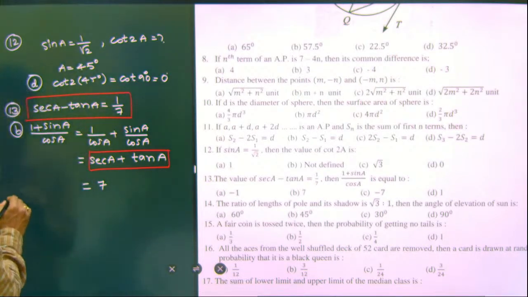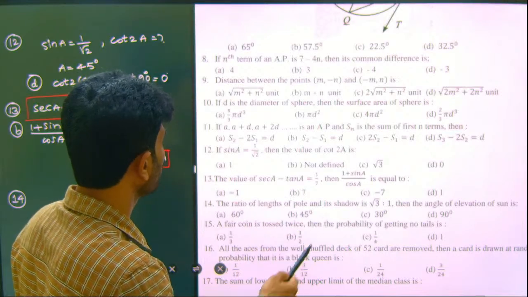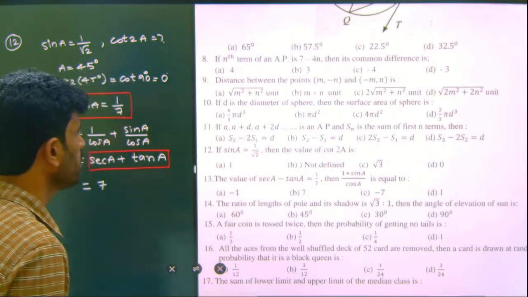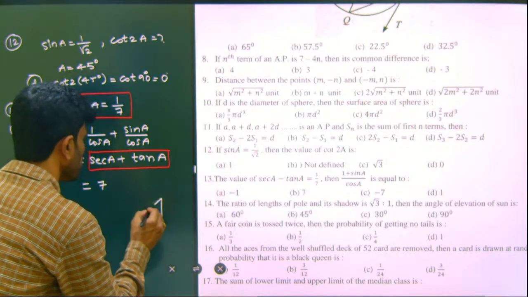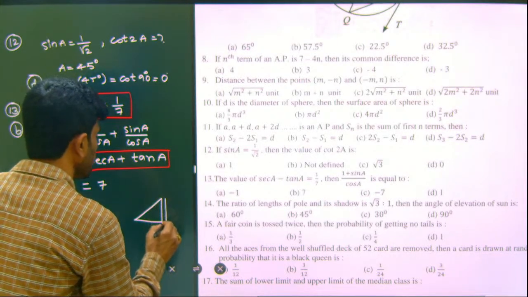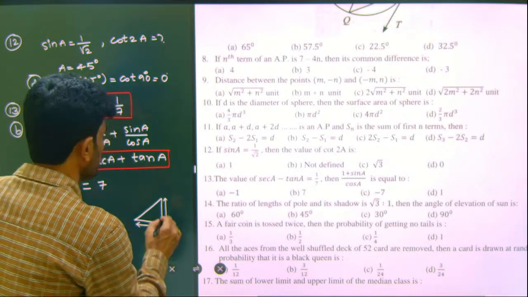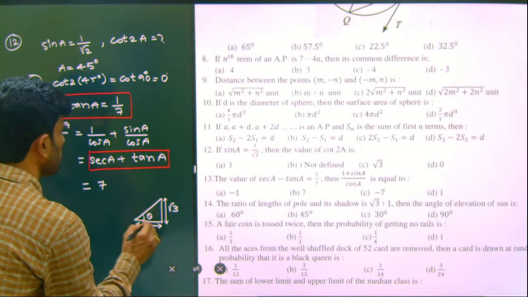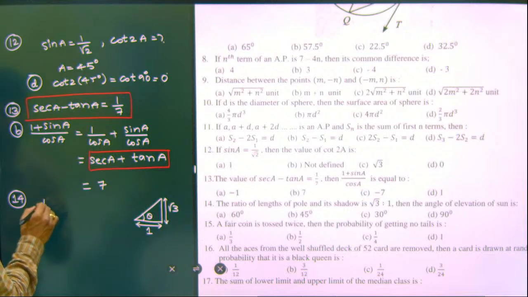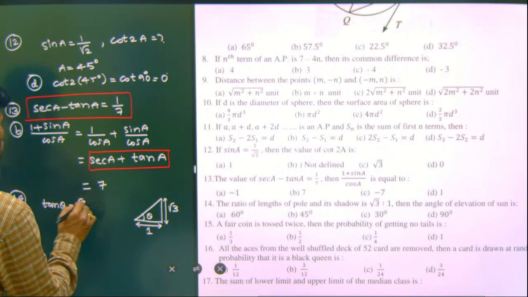Next, question number 14. It is applications of trigonometry. Here what is given? The ratio of the length of a pole and its shadow is root 3 by 1. Then draw a rough figure quickly. This is the length of a pole and this is its shadow. Length of the pole is root 3 and its shadow is 1. Then we want this angle. Which trigonometric ratio? Tan we have to take. Tan theta, because it is opposite and adjacent. It is root 3 by 1.